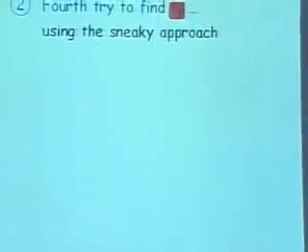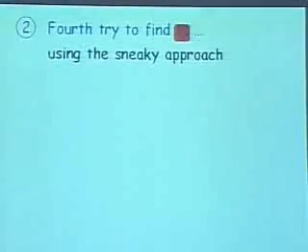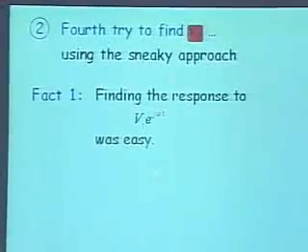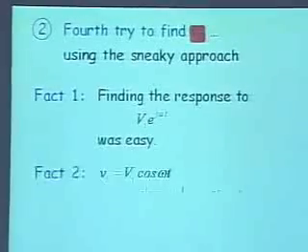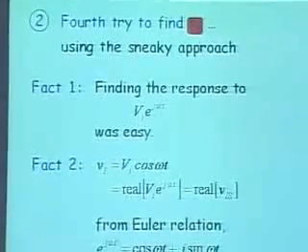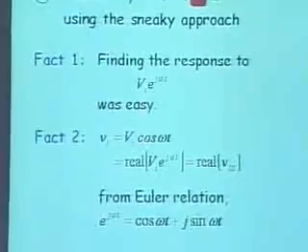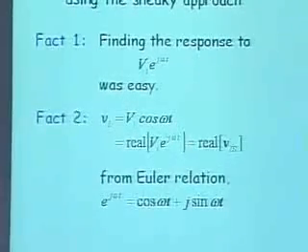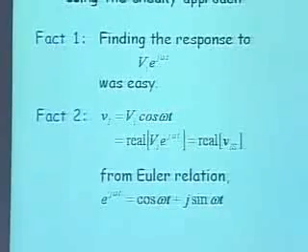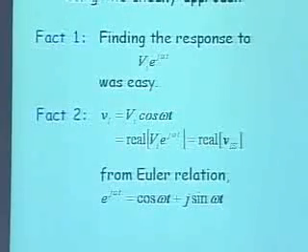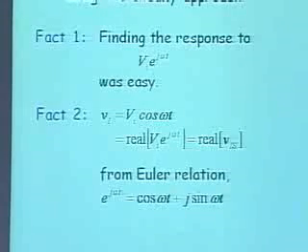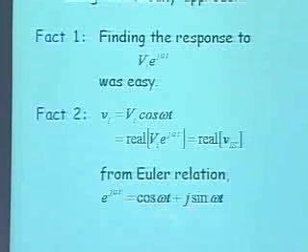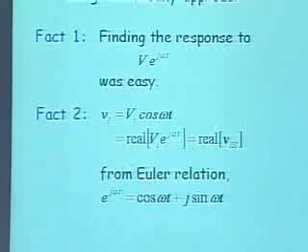Okay, so now let me draw the connection back to VP. The first fact was that finding the response to VI e to the j omega t was easy. We know that. Second was the following observation, that VI cosine omega t is simply the real part of this number here. So VI cosine omega t is simply the real part of VI e to the j omega t, from the Euler relation. So cosine omega t is simply the real part of this guy.